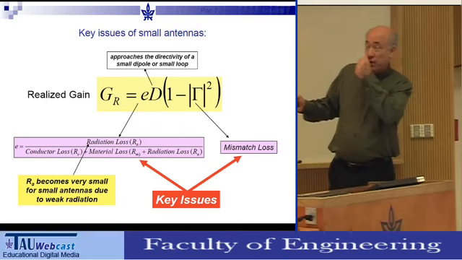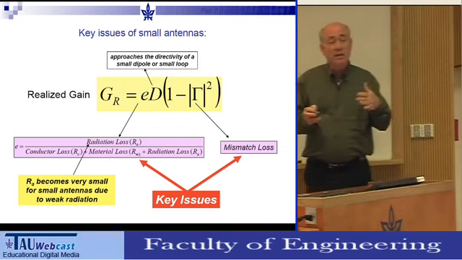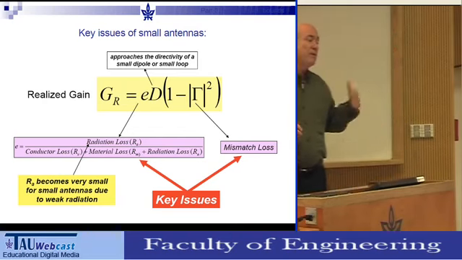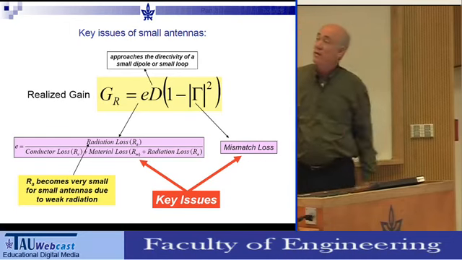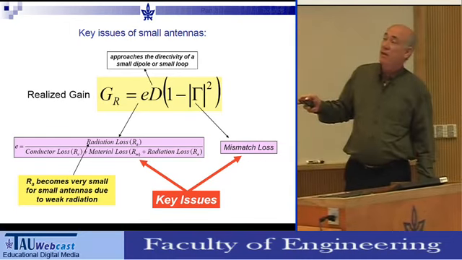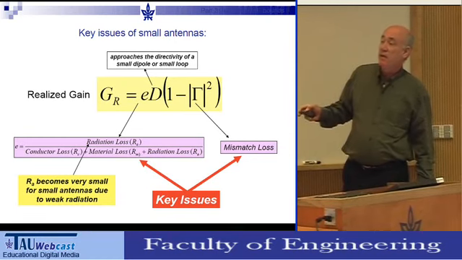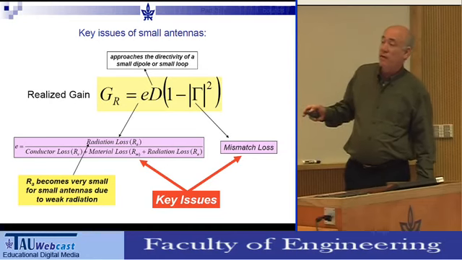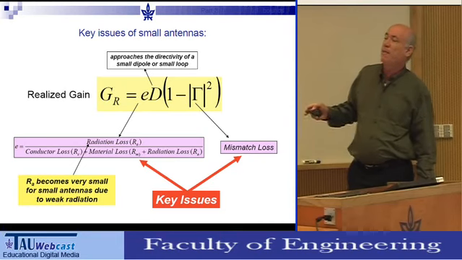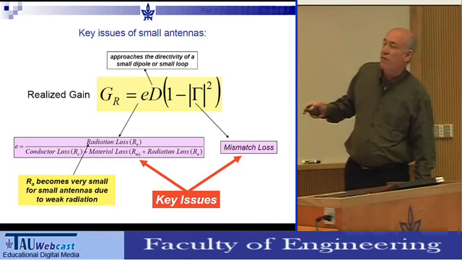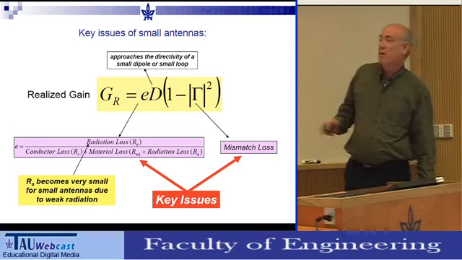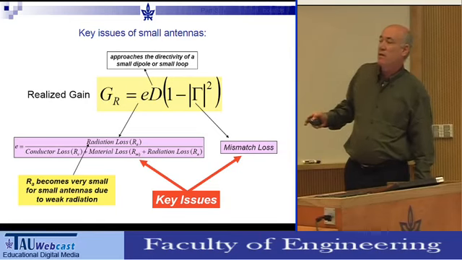It's very difficult to match, because with small antennas, again, the real part goes to 0 and the imaginary part goes to minus infinity. And then there's the issue of efficiency. Efficiency is the radiation resistance divided by the input resistance, which is made of both radiation and loss resistances. So you want to reduce this, you want to reduce this. These are the key issues.